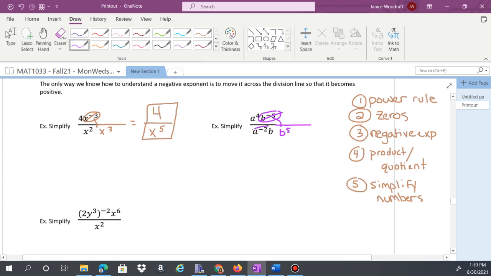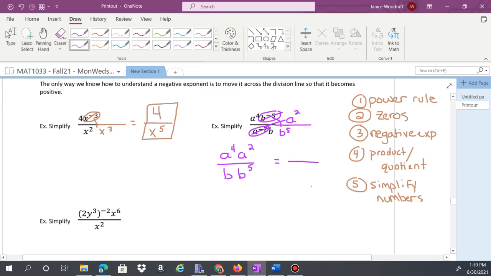In the bottom, I have an a to the -2. I'm going to move it to the top as an a to the +2, cross it off. Now I'm going to write what I'm left with. So I have an a to the 4th and an a squared in the top, and I have a b and a b to the 5th in the bottom.